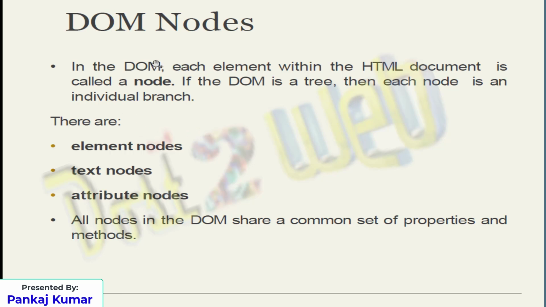Generally, there are three different types of node: element nodes, text nodes, and attribute nodes. All nodes in the DOM share a common set of properties and methods. One is the element, then text, and attribute. Whatever the node in the DOM is, it all has common properties and methods.